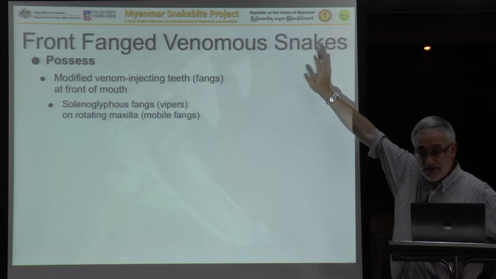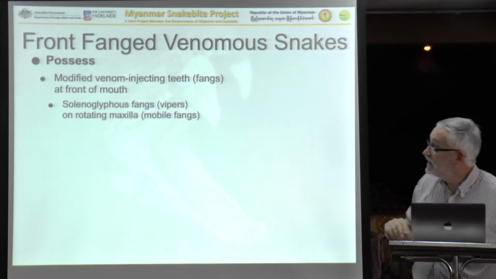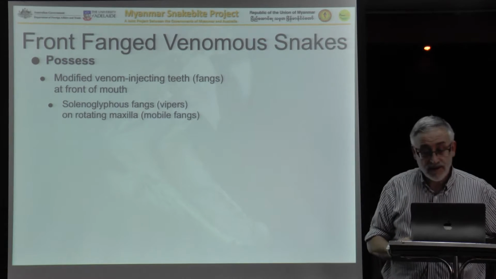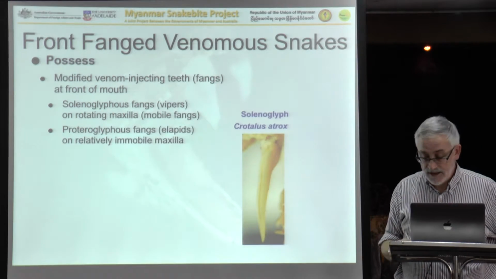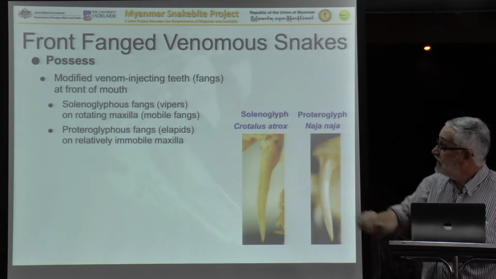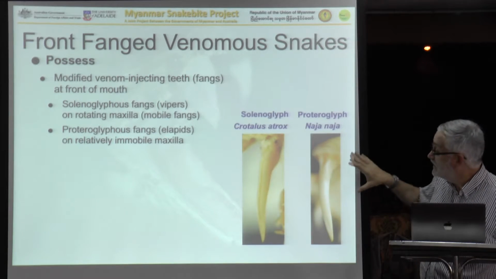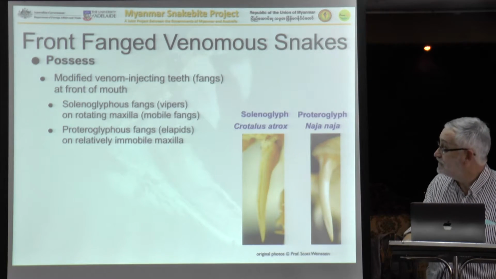So now we're moving on to the vipers, the elapids, etc. These are the front fang venomous snakes. We have the solenoglyphs that have rotating maxilla, things like the rattlesnakes, the green pit vipers, etc. And then you have the proteroglyph snakes, which are things like the cobras, where the fang is relatively fixed, so it can't grow particularly long.